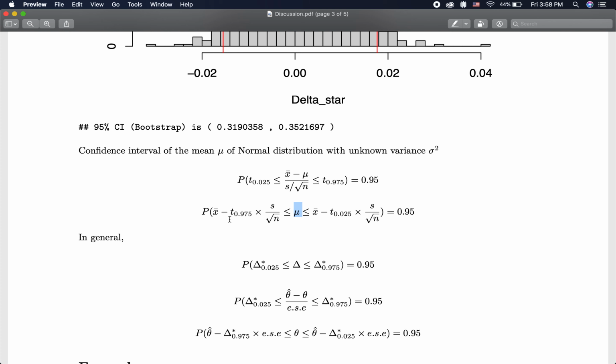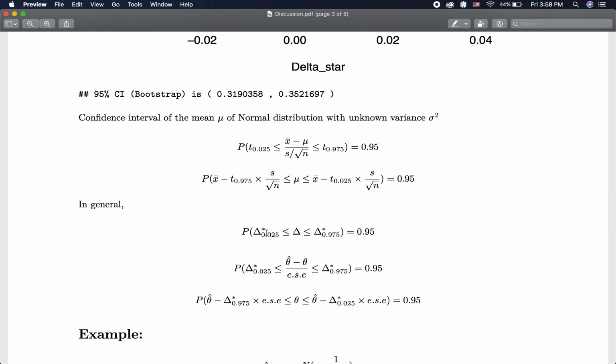Above we used the normal distribution, but once we do not know the true variance, we will need to use our sample to estimate it, and that gives us a quantity that follows a t distribution. It does not follow a normal distribution anymore. So that's the underlying logic, or the idea, for this studentized bootstrap.